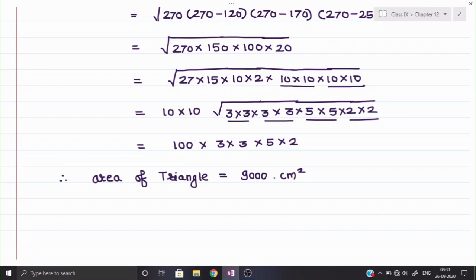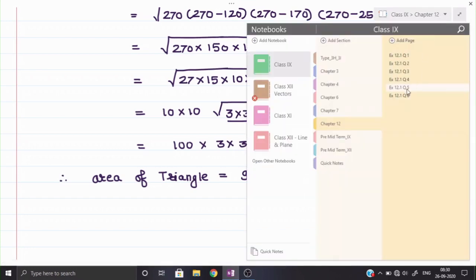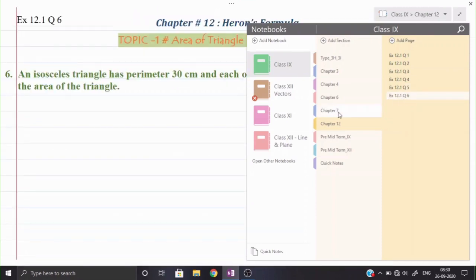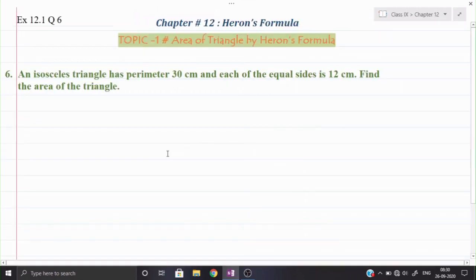Now let us see the last question, question number 6. Then we shall go back to question number 1. Question number 1 we have left. I told you this is a lengthy question, so we will do it at last. Let us see question number 6 now.